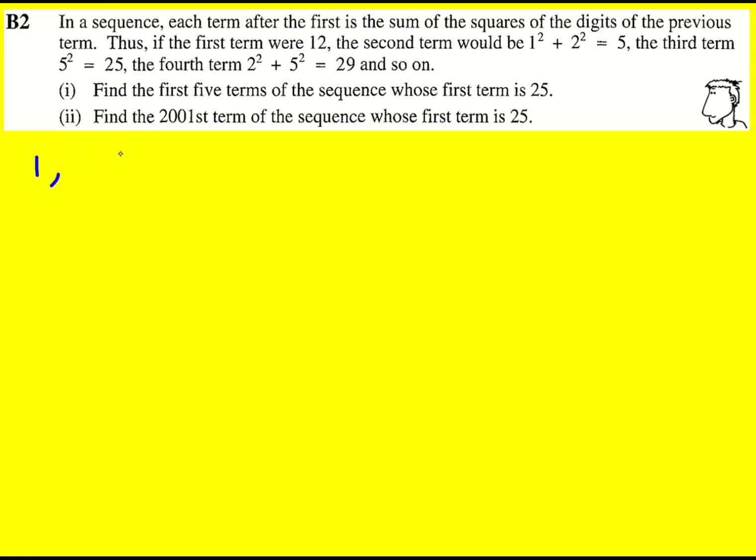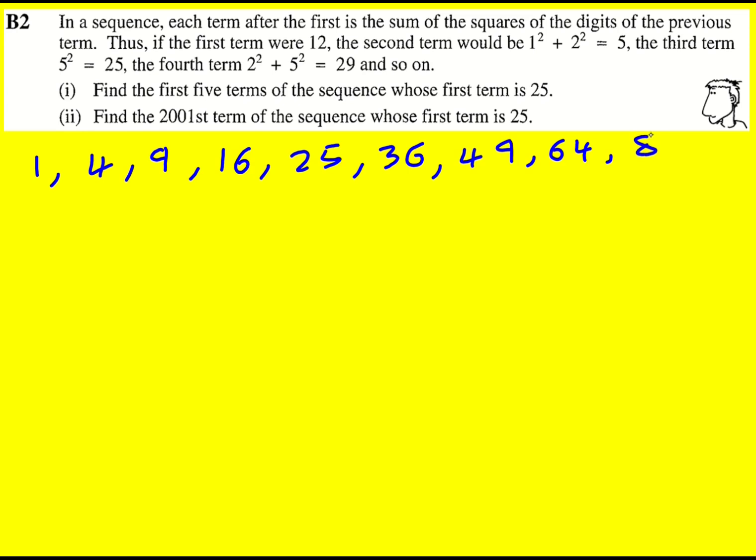Let's first of all write down our square numbers. 1, 4, 9, 16. It's going to be a bit easier to add them, I think, if they're written down. We can look at them and quickly add pairs together. Okay, and I only need to go up to 81 because I'm squaring all the digits.